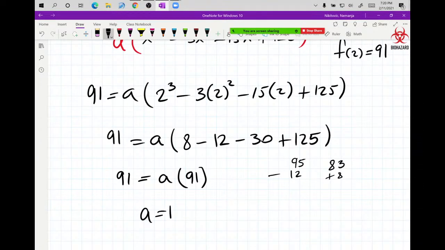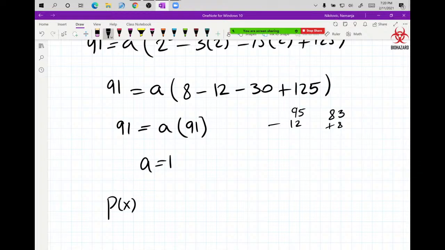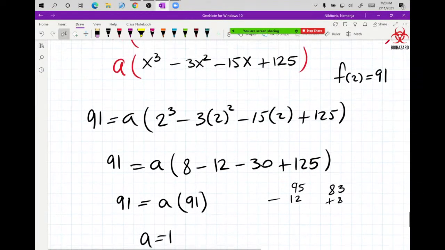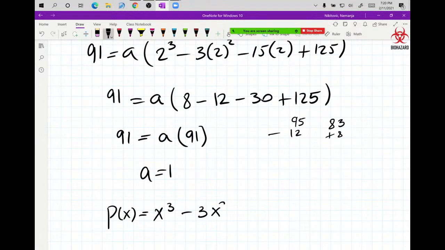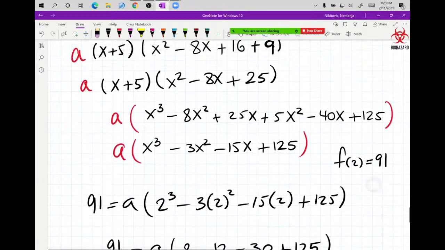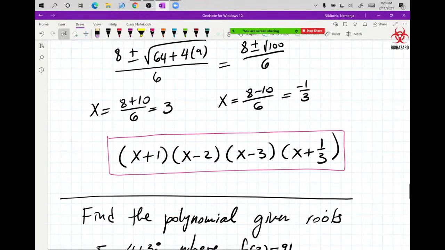So because A is 1, the polynomial we are looking for is the original polynomial that we got, which was x cubed minus 3x squared minus 15x plus 125. Now, okay, we did this, and now the question is why did we do this at all? Let me bring you back to the previous problem. I don't have to go far. If you FOIL this, what are you going to get on a first term? x times x times x times x. You're going to get x to the fourth when you multiply it back.